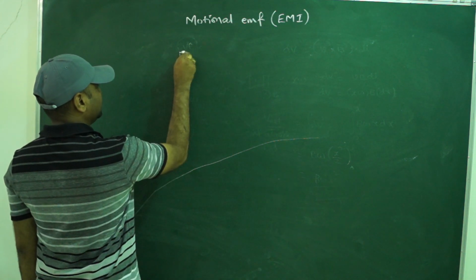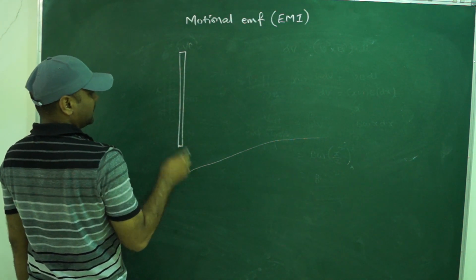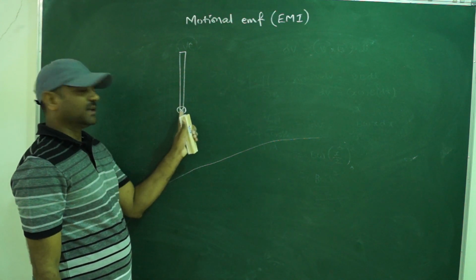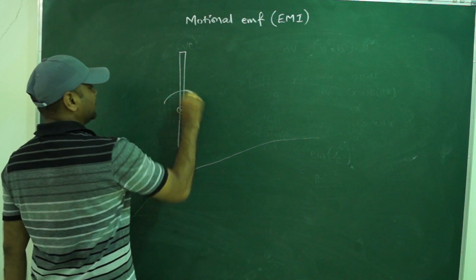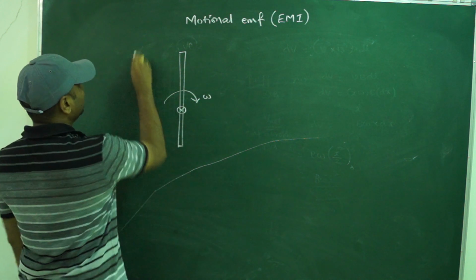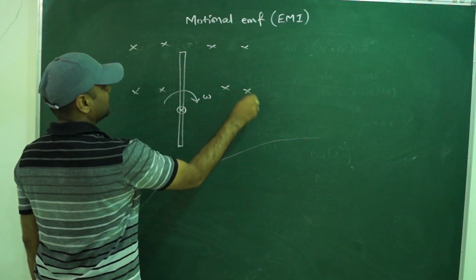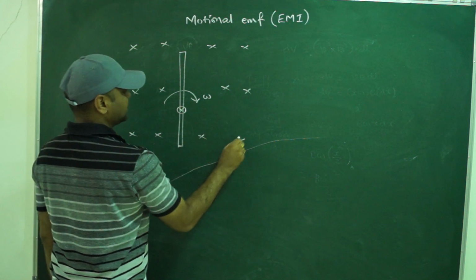Now I am taking the rod. This rod is not rotating about one end. It is some random axis I am taking. This is the axis of rotation. So that rod is rotating with angular velocity omega inside the magnetic field. Everywhere magnetic field is there.